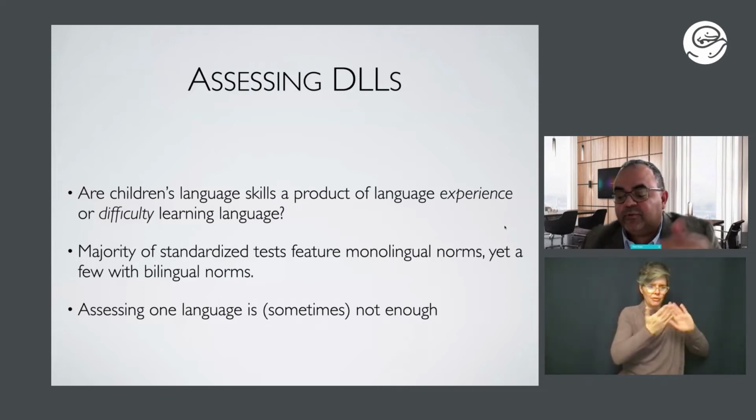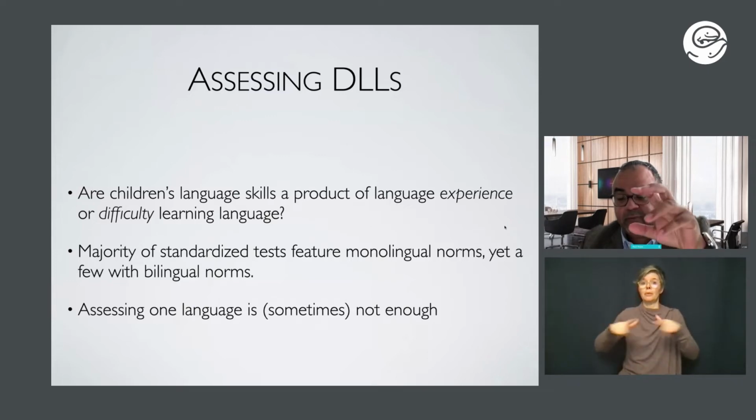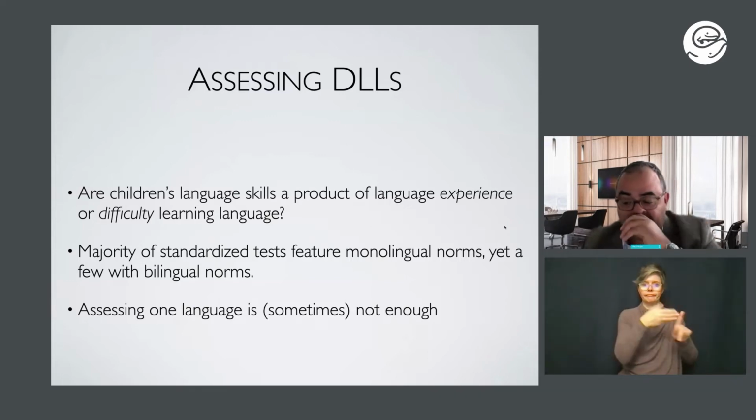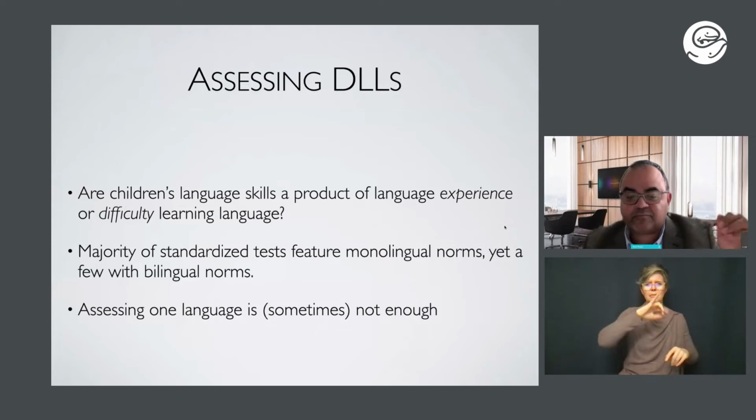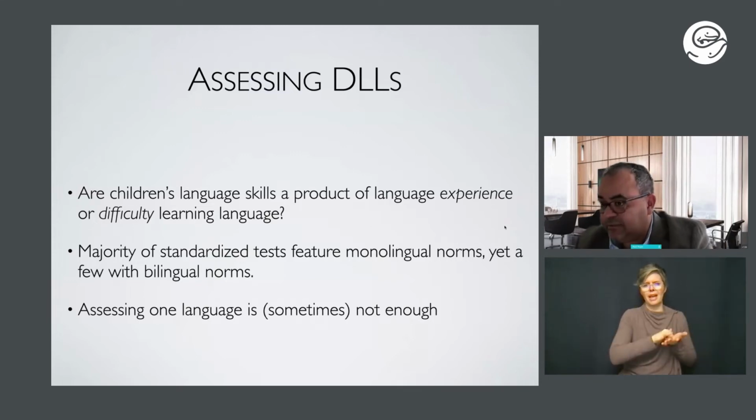The argument for doing both languages is when you test in one language, it might seem that the kid performed really poorly, lots of challenges. The thing is, you only know half the answer then, right? You need to then confirm or rule out language impairment in the other language as well, right?